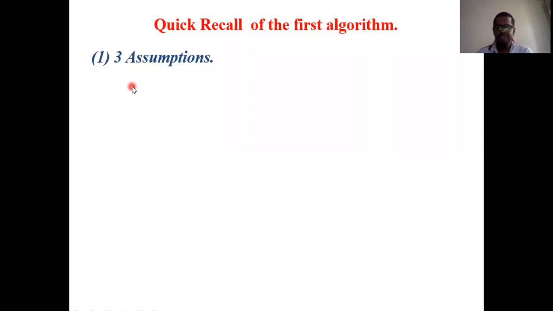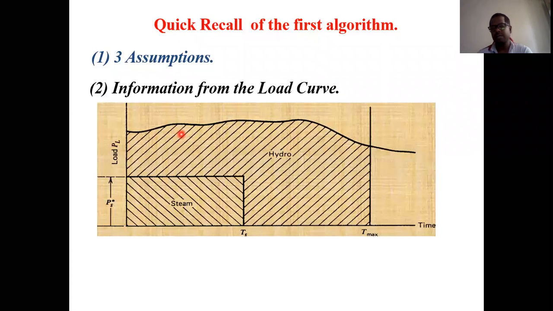The second point is that I already showed you one graph yesterday. What is that graph? That is a load curve. In this load curve, the x-axis is the time axis, whereas the y-axis is the load. What information can we extract from this curve? On the time axis, this is 0 and the maximum time is Tmax, which we represent with a capital T. From 0 to Tmax, we are considering the load.